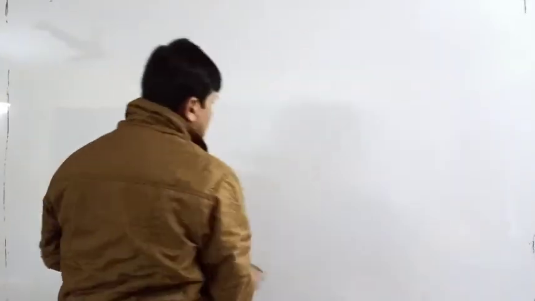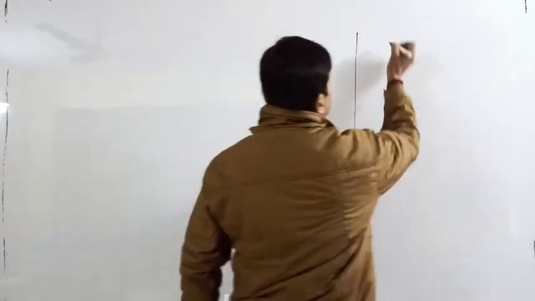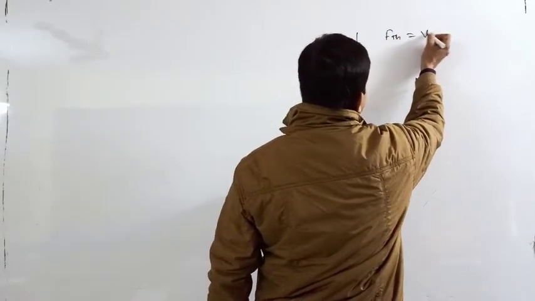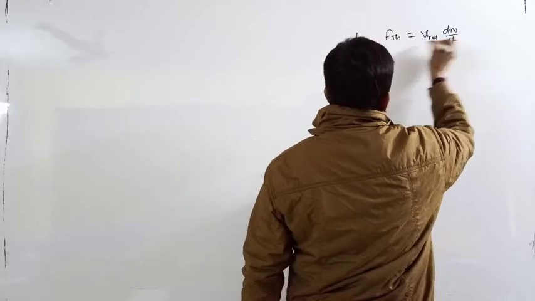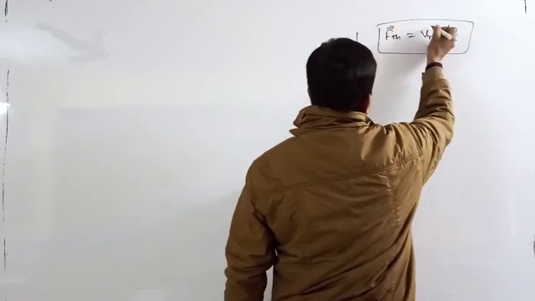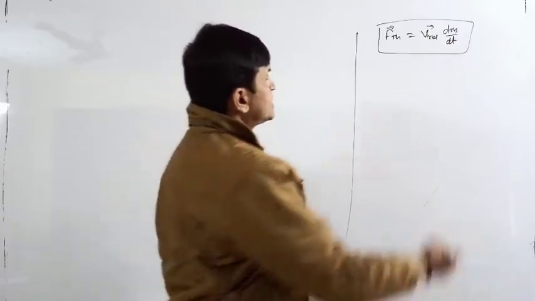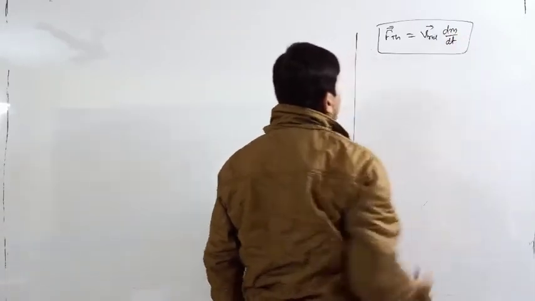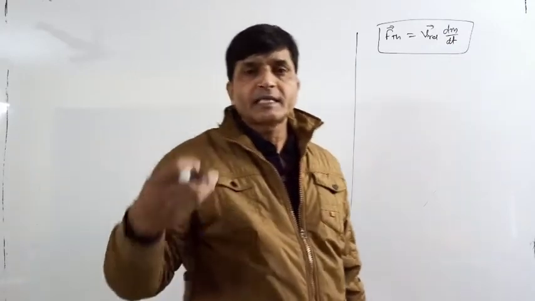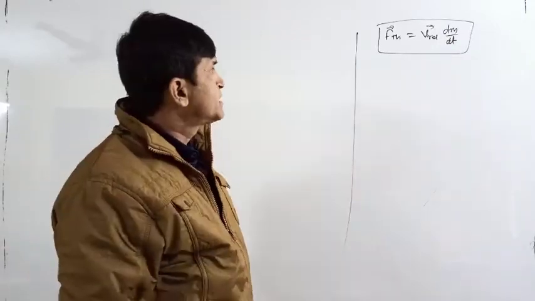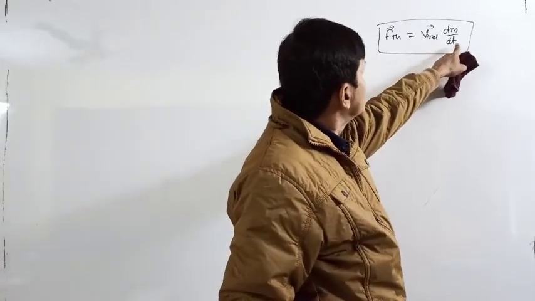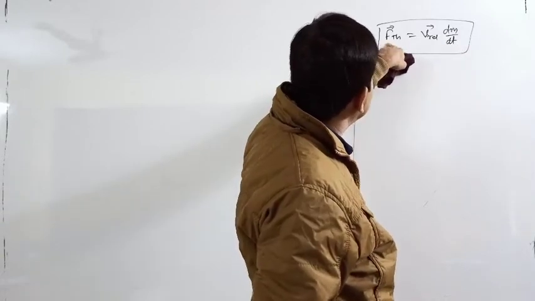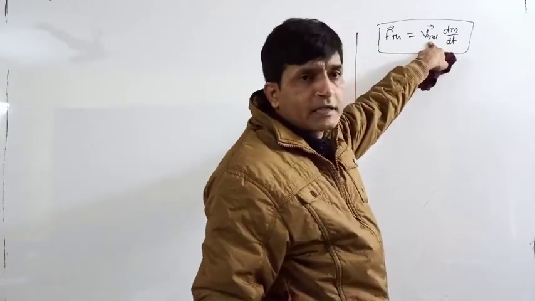Thrust force is V relative, in general terms, into dm by dt. This is all vector quantity here. So dm by dt, as I told you, if dm by dt is positive, it means mass is adding on the main body. Some mass is coming on the main body, and then dm by dt will be positive. So in that case, the direction of thrust force will be the same as the direction of relative velocity.